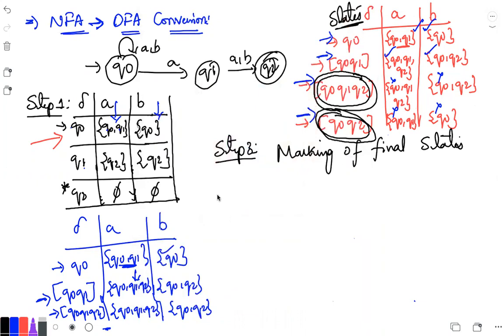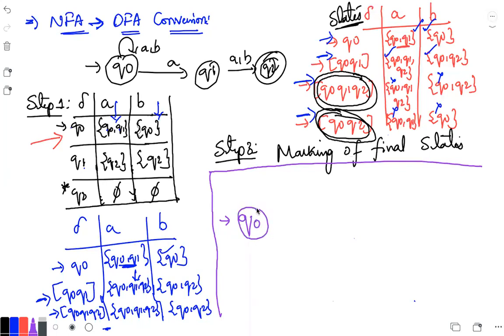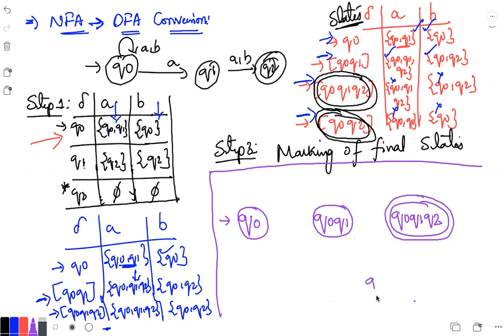Now tell me, total how many states? 4. What is the initial state? Q0. What is another state? {Q0, Q1}. What is one more state? {Q0, Q1, Q2}, which is the final state, right? Yes. So 2 circles. What is the last state? {Q0, Q2}. It is also a final state, right?